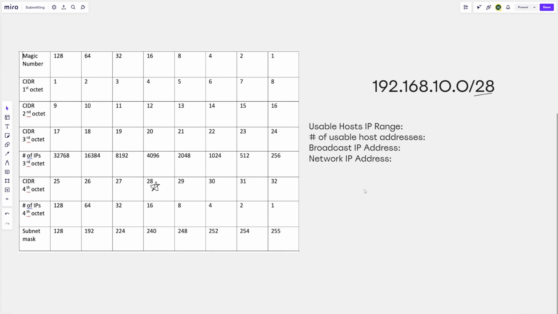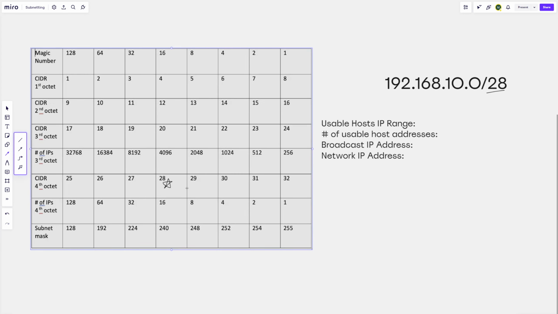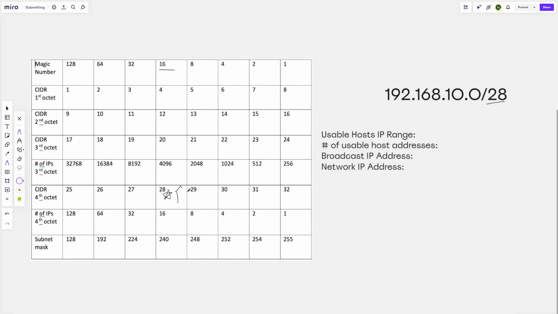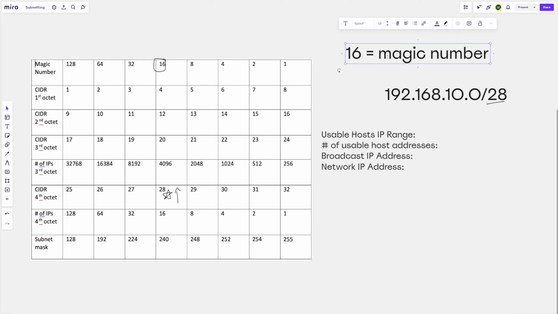So what's our next step? We're going to first navigate ourselves all the way up north, and we found magic number 16. Convenient. There we go. Magic number 16. Type that up here. 16 is our magic number. Sweet.